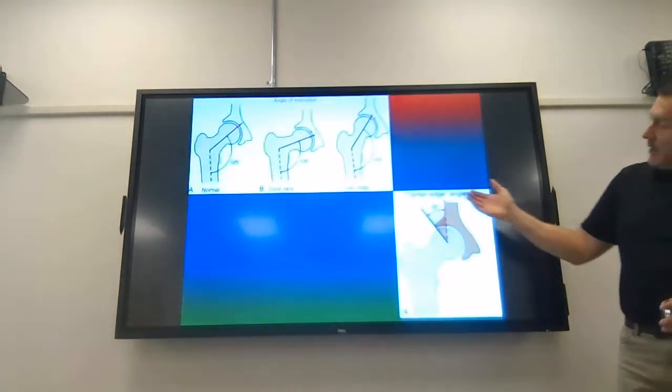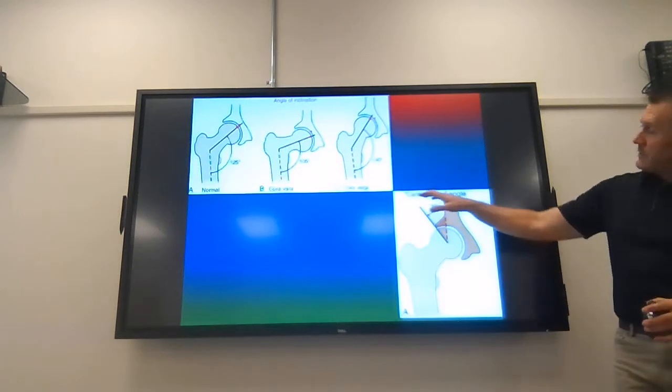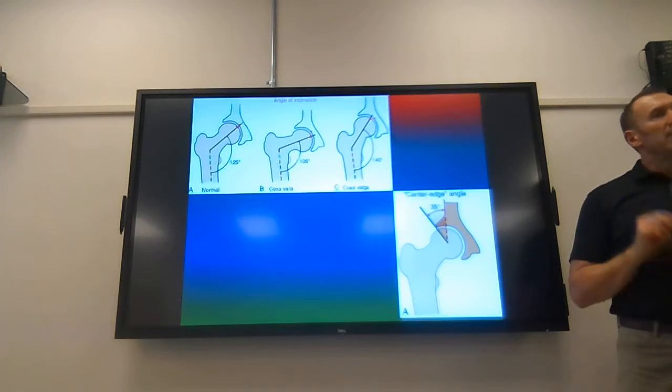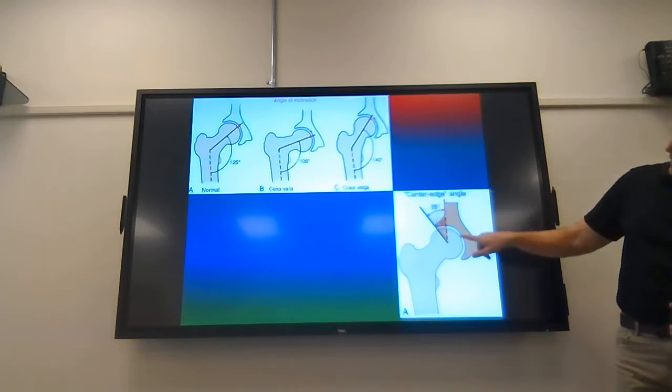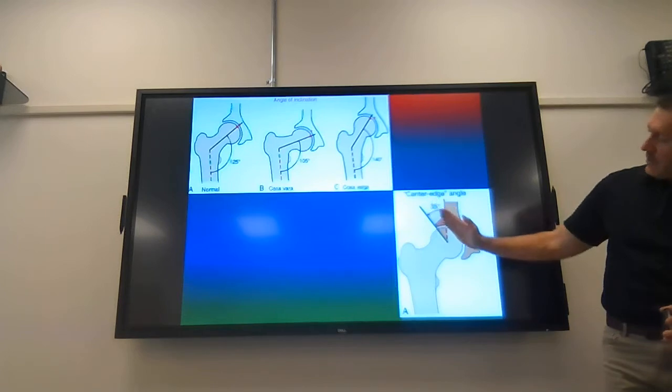So you can also have differences in angles here. This is what we call the center edge angle. The edge that we're talking about is right here, the edge of the acetabulum relative to the center of the femur. So this angle right here.